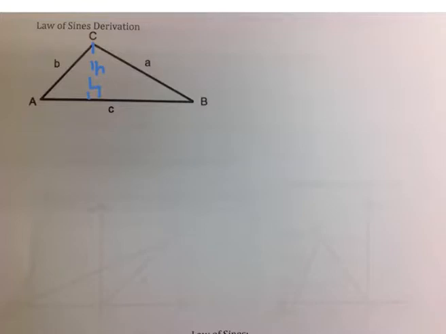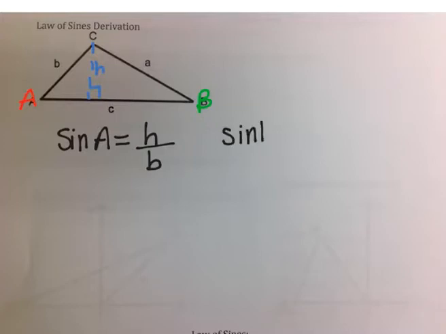If you were to do sine of A, we're going to focus on angle A, and we're going to put angle B. If you do sine of A and you use the smaller right triangle, that will be h over B, opposite over the hypotenuse of that triangle. Sine of B, or angle B, will be h over A.